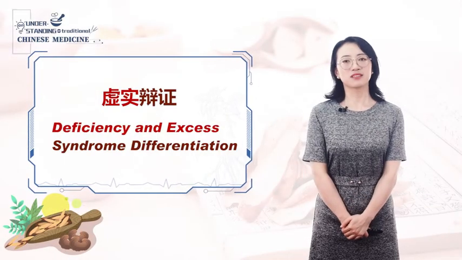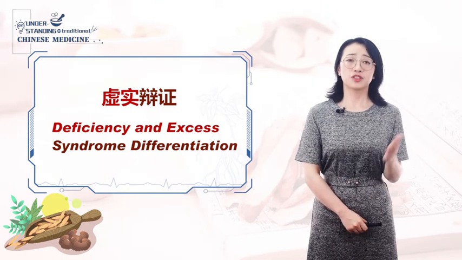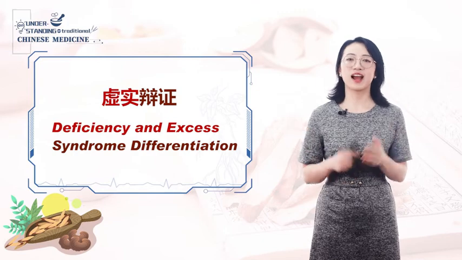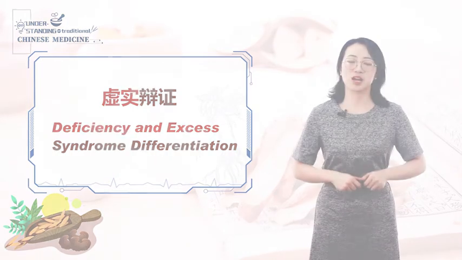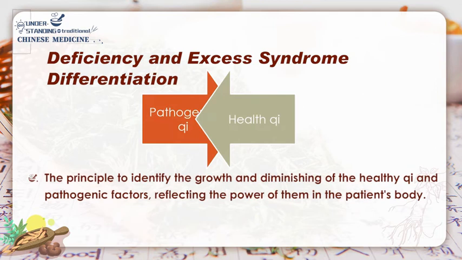The third aspect is deficiency and excess syndrome differentiation. About the deficiency and excess, I think we have already explained it in the pathogenesis chapter. They are the principle to identify the growth and diminution of the healthy qi and pathogenic factor, reflecting the power of them in the patient's body.